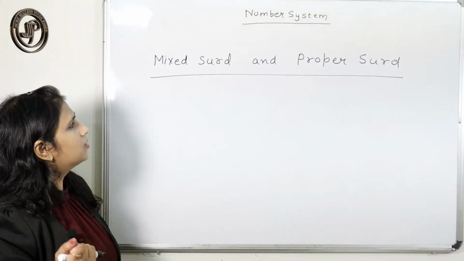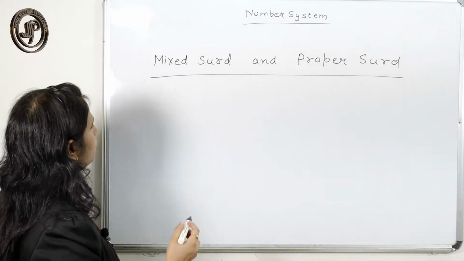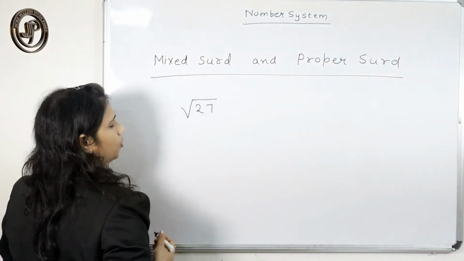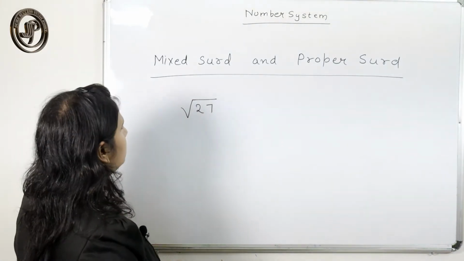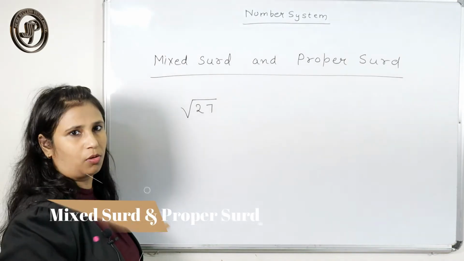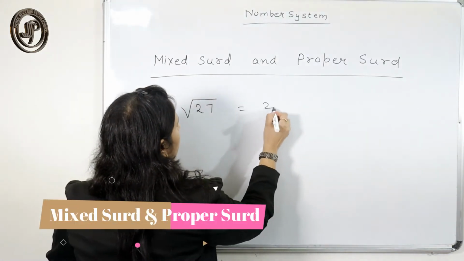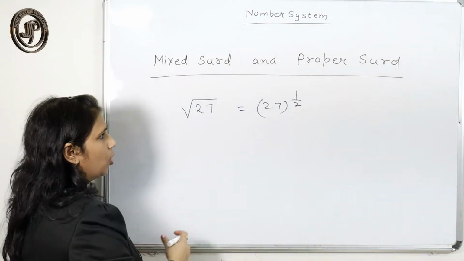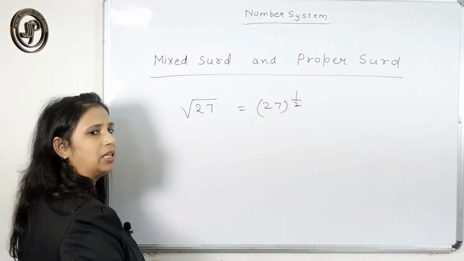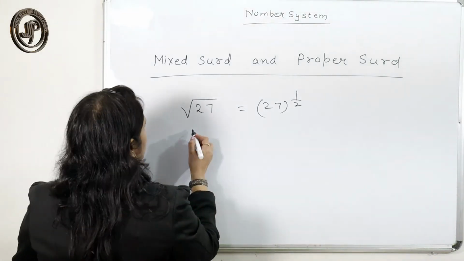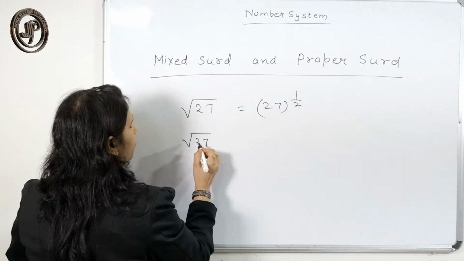Now mixed and proper surds. If I write root 27, first we have to check whether it is a surd or not. Root 27 can be written as 27 raised to 1 by 2. You can't further solve it, so that can be expressed in irrational form only. So that is a surd, and this surd is a proper surd.